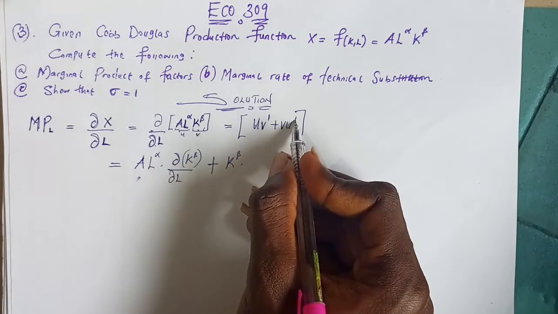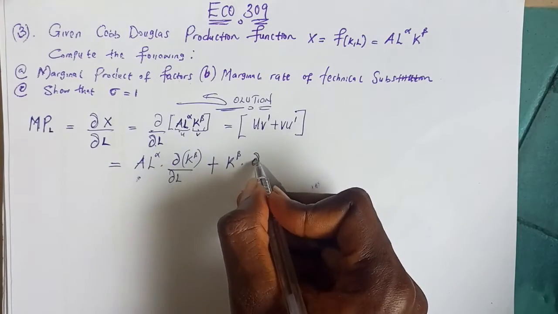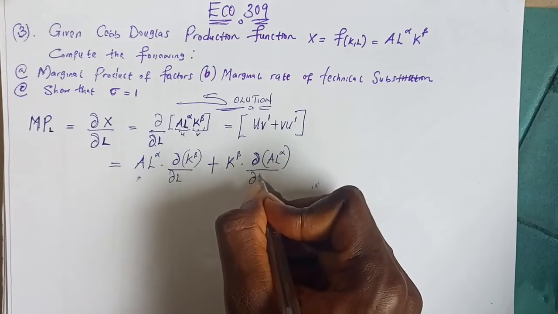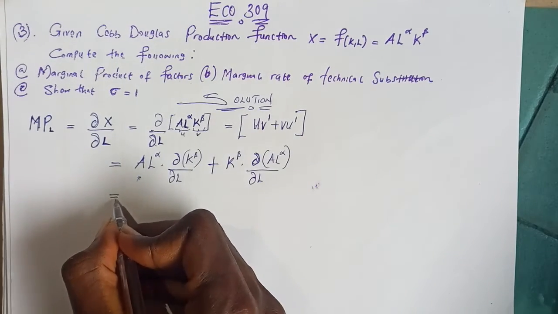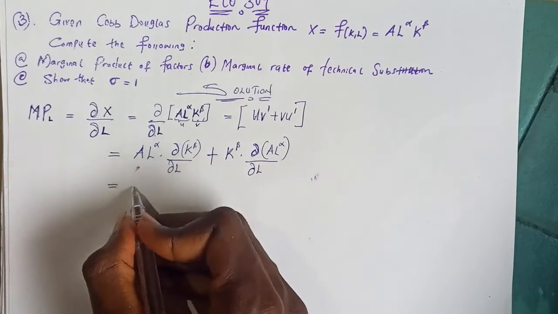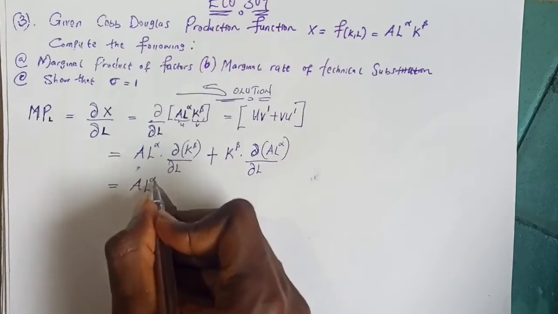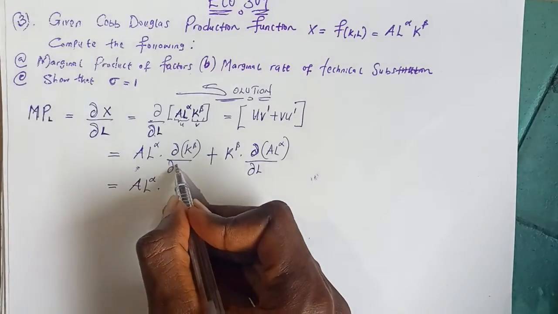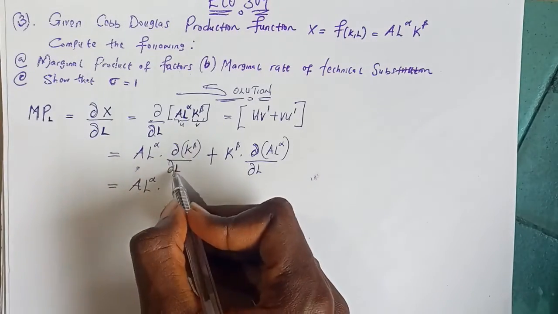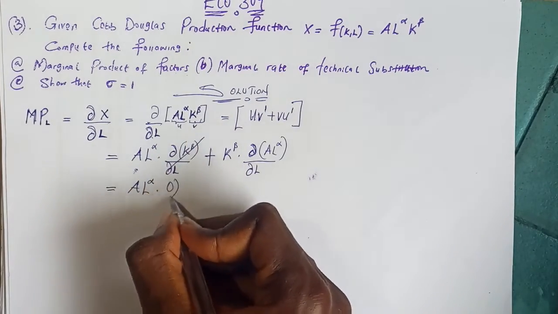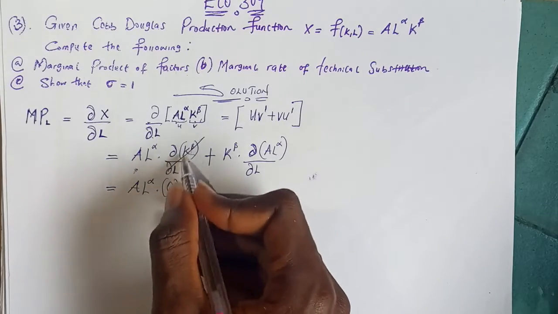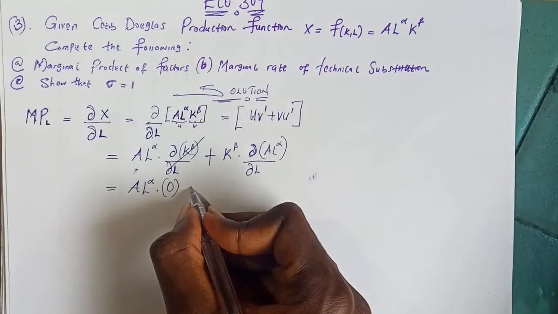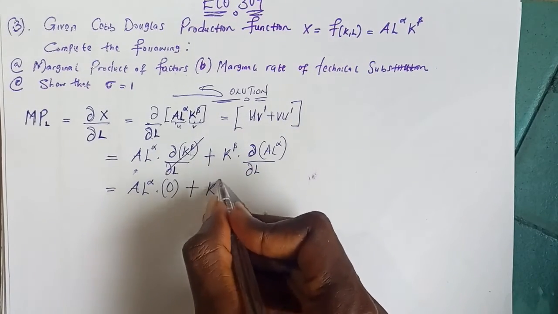And then u prime means differentiate A L raised to the power of alpha partially with respect to L. Now I can write this as A L raised to the power of alpha times the derivative of K raised to the power of beta partially with respect to L. Since there is no L to differentiate in this case, all this becomes 0. But suppose there was an L there, I would go ahead and differentiate. Since there is no L, everything here becomes 0. So the next thing is to write plus K raised to the power of beta.